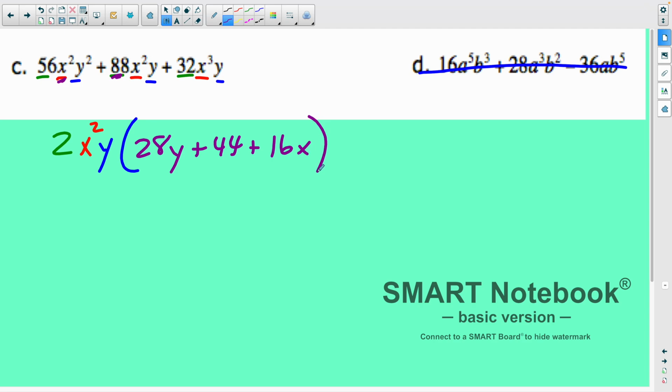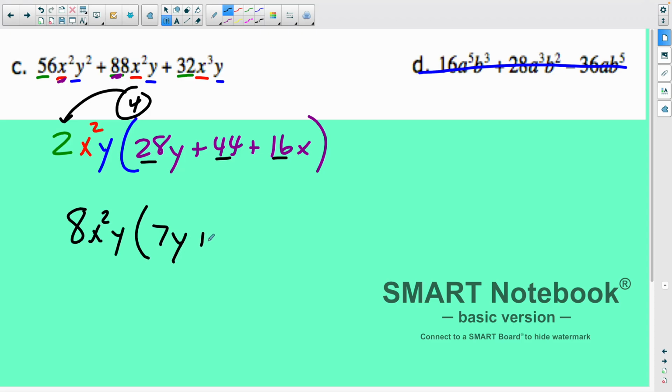All right? Now, if you notice, I still got all even numbers. I got 28, 44, and 16, but they're a little bit smaller. You might be able to look through there and go, oh, I see. There's a 2 in common, but there's also a 4. So if I were to divide out a 4 and put it out front, that would be 8x squared y. 28 divided by 4 is 7. There's still a y there. 44 divided by 4 is 11. And 16x divided by 4 is 4x. Now, if you notice, I got 7, 11, 4. There's nothing that I can pull out of any of those again. And then I have this here.